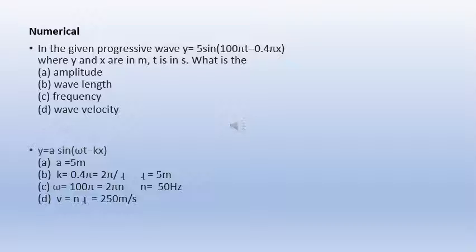To find the wavelength, we know the value of k, which is given to us as 0.4π, which is equal to 2π/λ. Solving this, we get λ as 5 meters. For the frequency, the value of ω from the equation is 100π, and ω is 2πn. Therefore, n is equal to 50. The wave velocity is n times λ. We've already calculated the value of n as 50 and λ is 5. Substituting, we get the value of wave velocity as 250 meters per second.